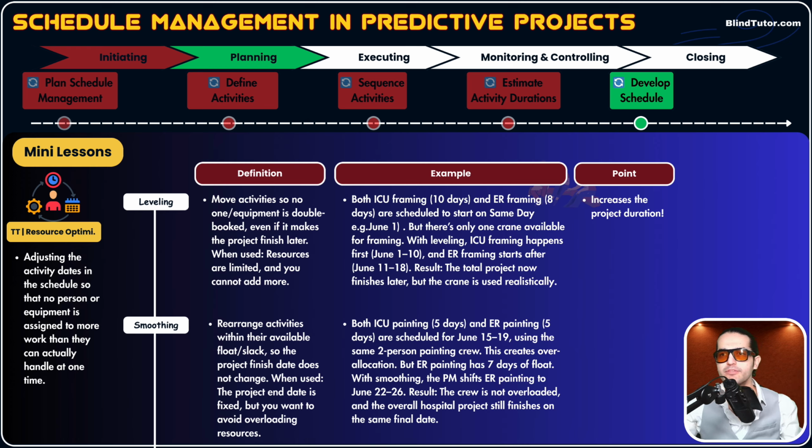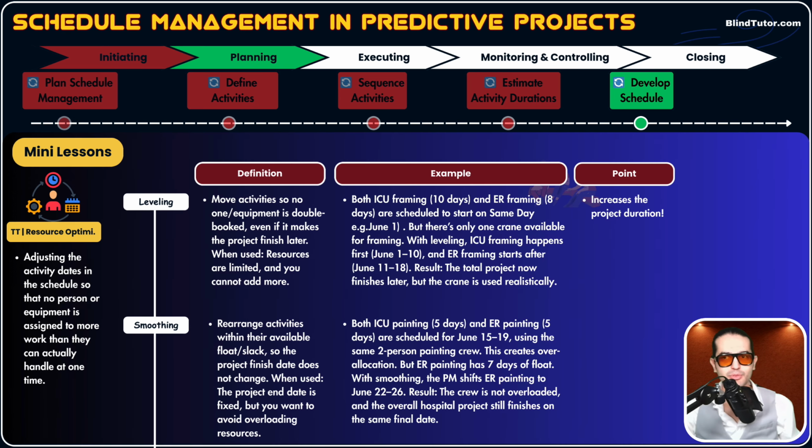We apply one of the techniques, resource leveling or resource smoothing. If these activities are on the critical path, we apply resource leveling. If these are on a non-critical path, or if these activities are non-critical, we apply resource smoothing if they have float. Now, let's continue our example. Our ER painting activity has 7 days of float. With smoothing, the PM shifts ER painting to June 22nd to 26th.